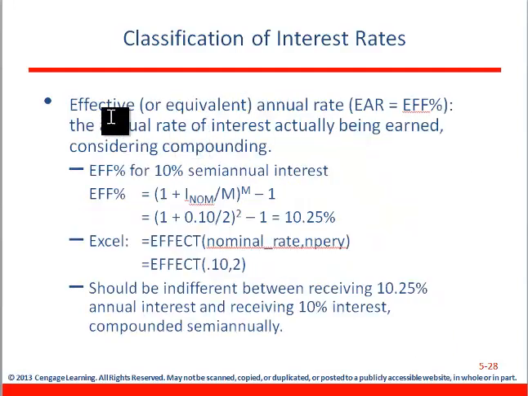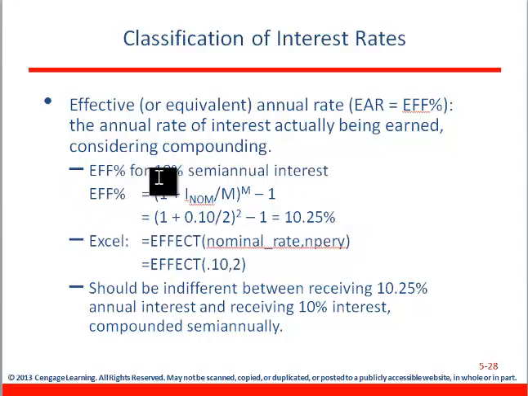Alright, so here we have the effective rate, or the equivalent annual rate. EAR is equivalent annual rate, and the effective rate is abbreviated EFF. Those are synonyms. Okay, this is the annual rate of interest actually being earned considering compounding. So here we have a mathematical illustration of that.